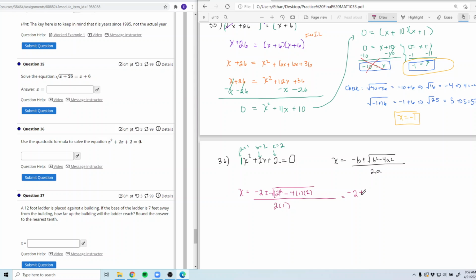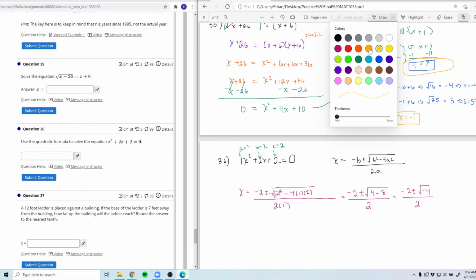And what I recommend doing first is simplifying the inside of the radical. Don't really worry about anything else. 2 squared is 4, minus 4 times 1 times 2, which is 8, over 2 times 1, which is 2. And then 4 minus 8 is negative 4. We've got negative 2 plus or minus the square root of negative 4 over 2.